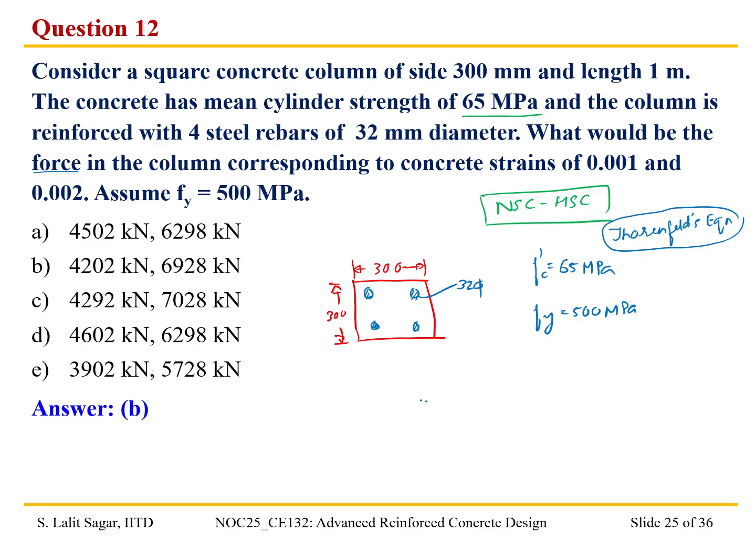I request you to determine the value of Ac and As. So As, I'm going to calculate here, As is equal to 5 by 4 into 32 square into 4. Ac is equal to 300 square minus As. Which gives us the value of 3217 mm square and 86,783 mm square.